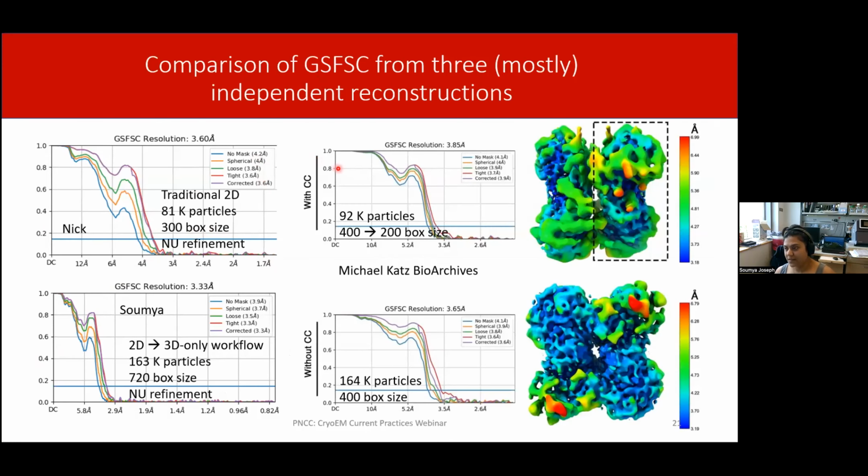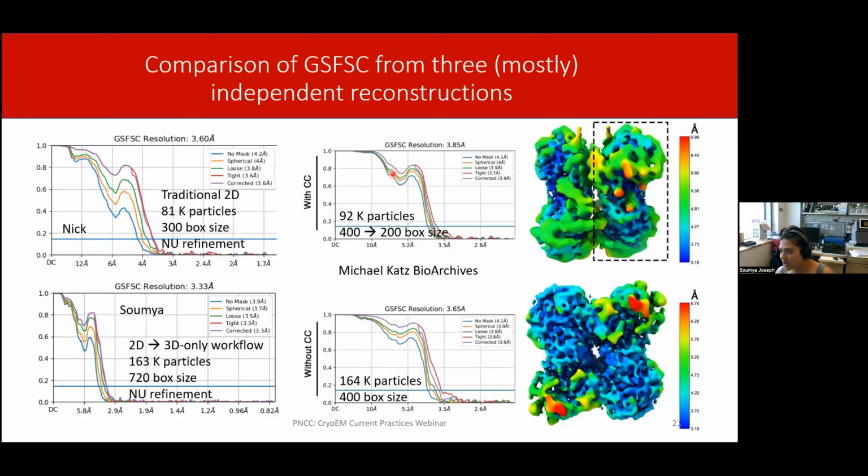So here is the GSFSC for all 3 independently constructed LARGE1 volumes. This is the GSFSC from Nick's. These are the GSFSCs from the group in Israel. The group in Israel actually had 1 construct where they kept the coiled-coil domain and another construct where they had chopped it off. And what you can see is the one where they kept the coiled-coil domain forms a parallel dimer, but the one where they chopped it off forms an anti-parallel dimer.